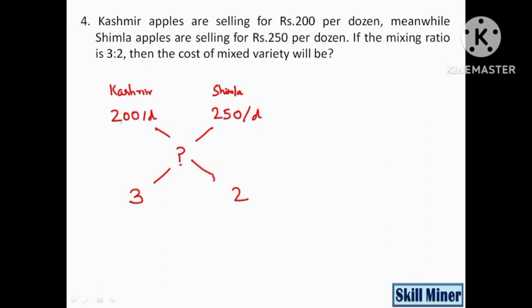Here the alligation rule comes. Kashmir apple is selling for 200 per dozen. Shimla apple is selling for 250 per dozen. And the mixing ratio is given as 3 is to 2. Mixing ratio will come on the bottom. We need to find the mean value.